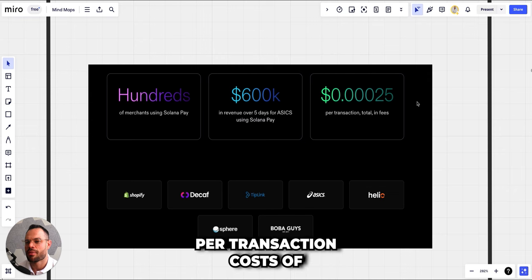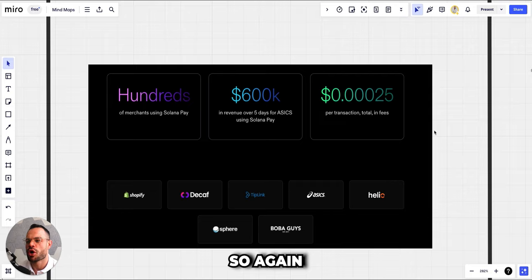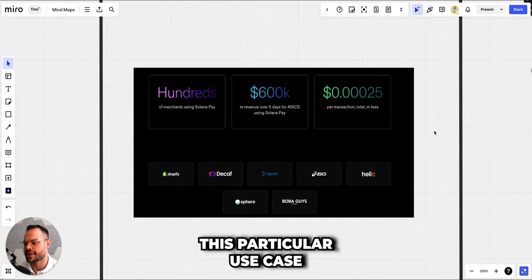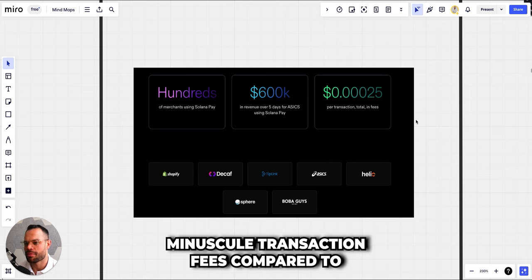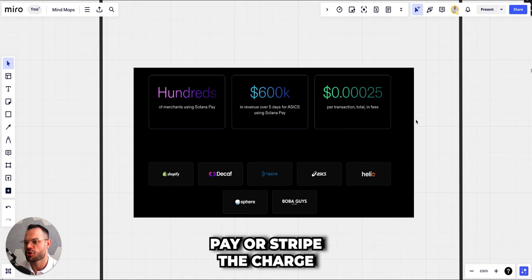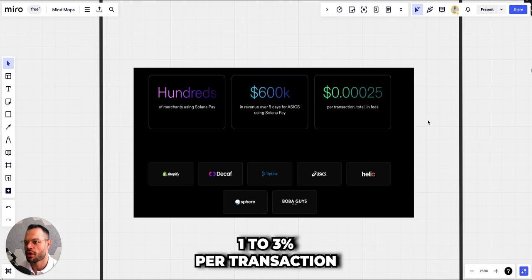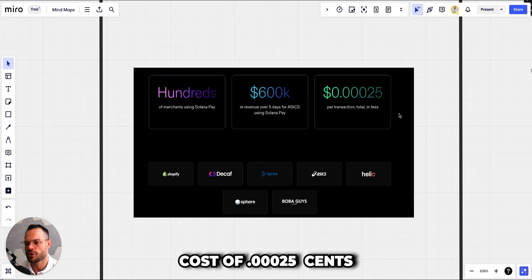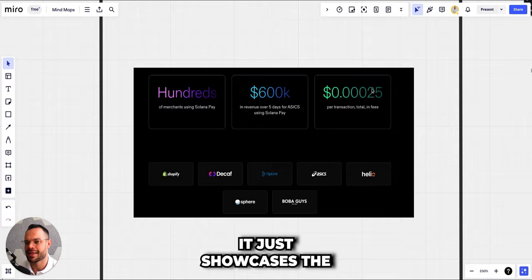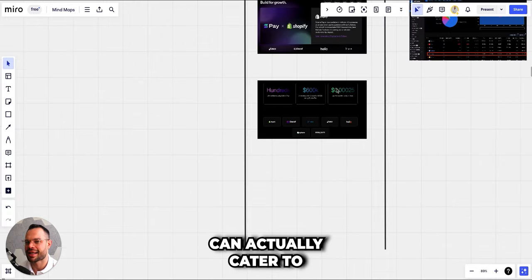And then total per transaction costs of 0.00025 cents. So again, thinking about this particular use case where merchants can leverage blockchains like Solana for minuscule transaction fees compared to, you know, the likes of ShopPay or Stripe that charge 1-3% of the transaction amount. When you compare that to a fixed cost of 0.00025 dollars or cents per transaction, it just showcases the large cost savings that Solana can actually cater to.